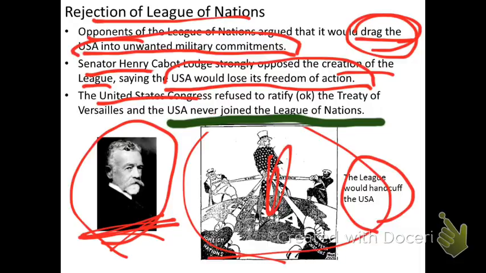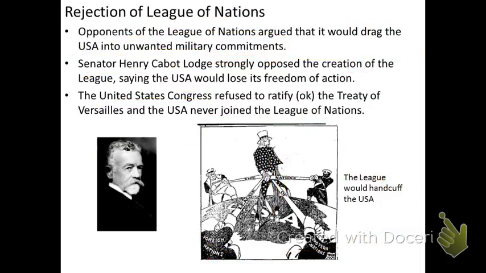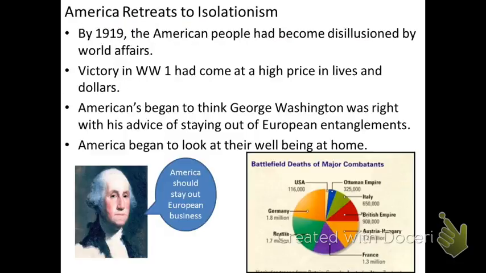America retreats into isolationism. And we're going to take a look at a couple of things on this particular slide. Number one, you have in the bottom left-hand corner, of course, George Washington. And this refers back to his farewell address in which he basically says we should stay out of European affairs. Okay, that's what that refers to.